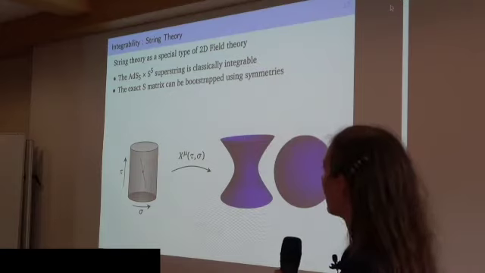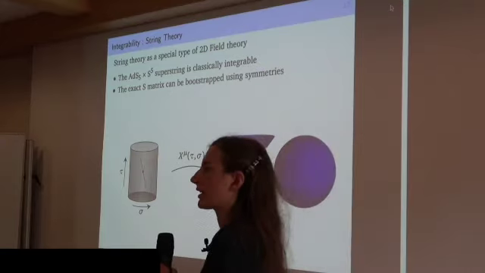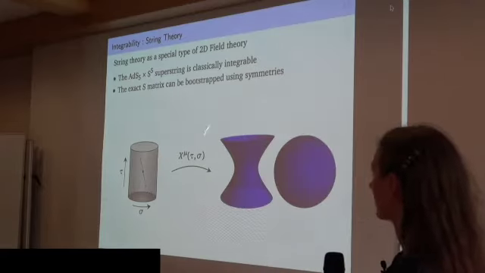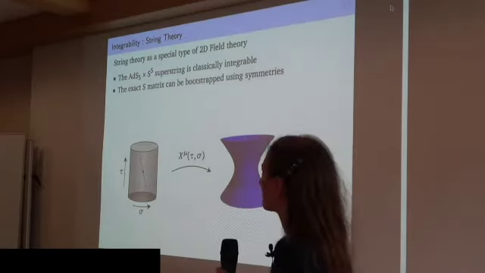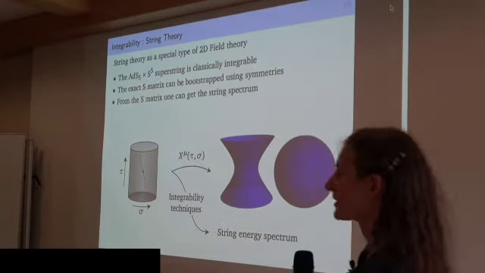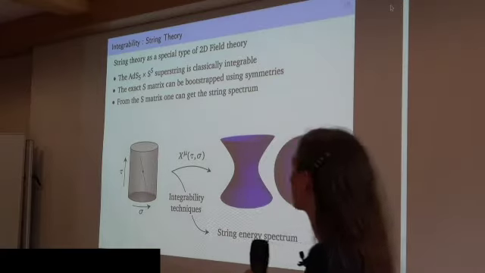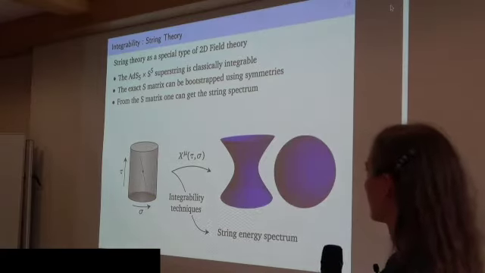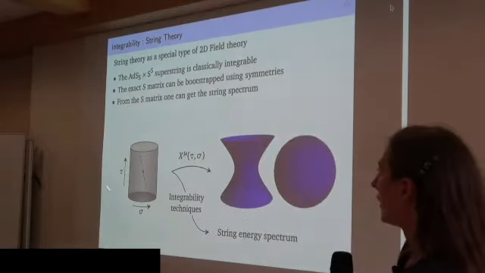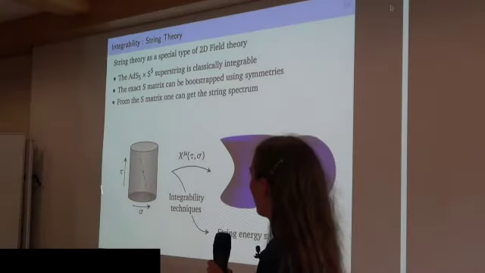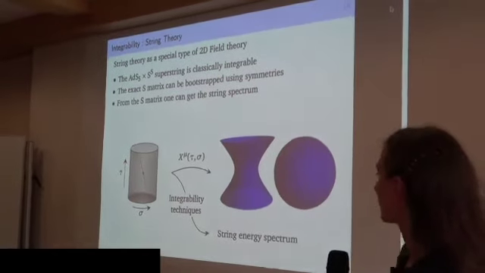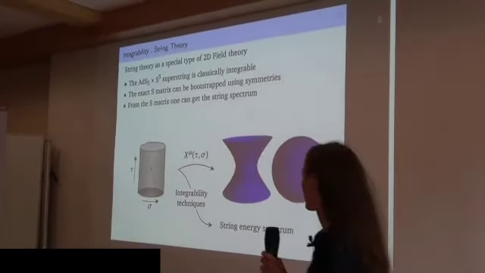Furthermore, the exact S matrix, assuming that the integrability still holds also at the quantum level, can be bootstrapped using the symmetries of this theory. And this is particularly interesting because from this exact two-body S matrix, you can then actually deduce physical observables in target space, such as the string spectrum. So by computing the two-body exact S matrix on the world sheet using integrability techniques, you can obtain the string energy spectrum.